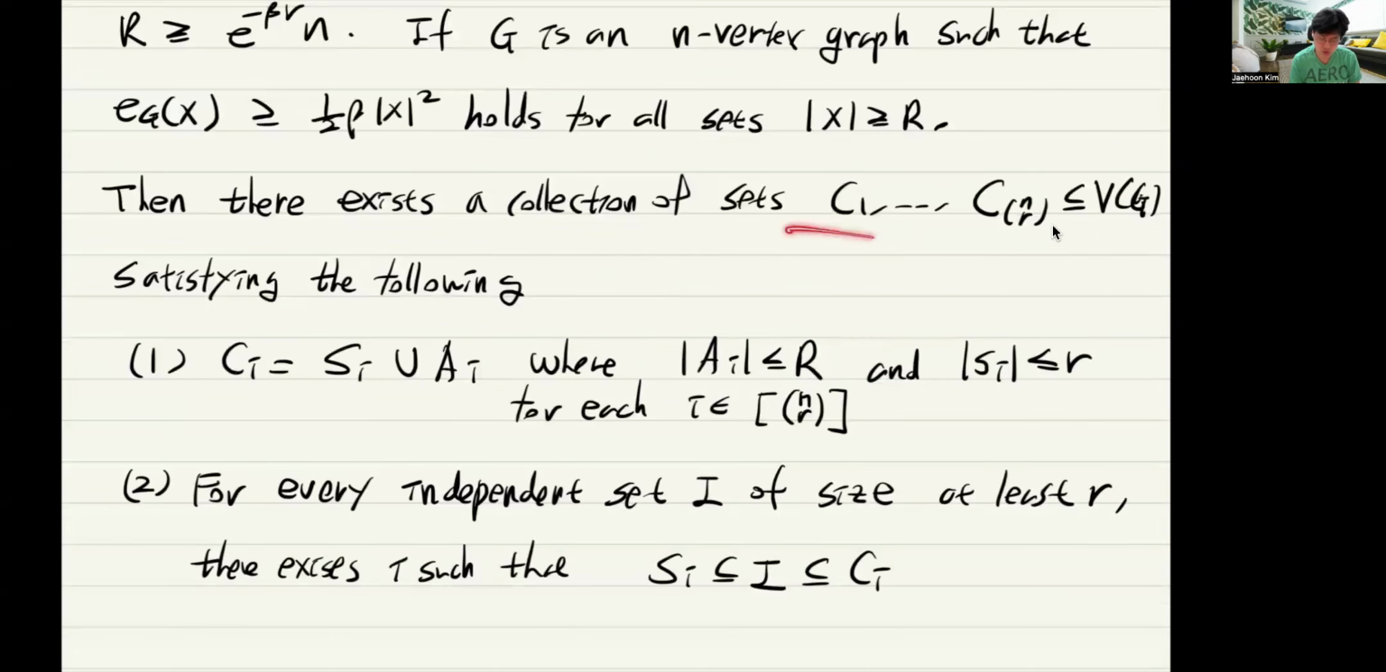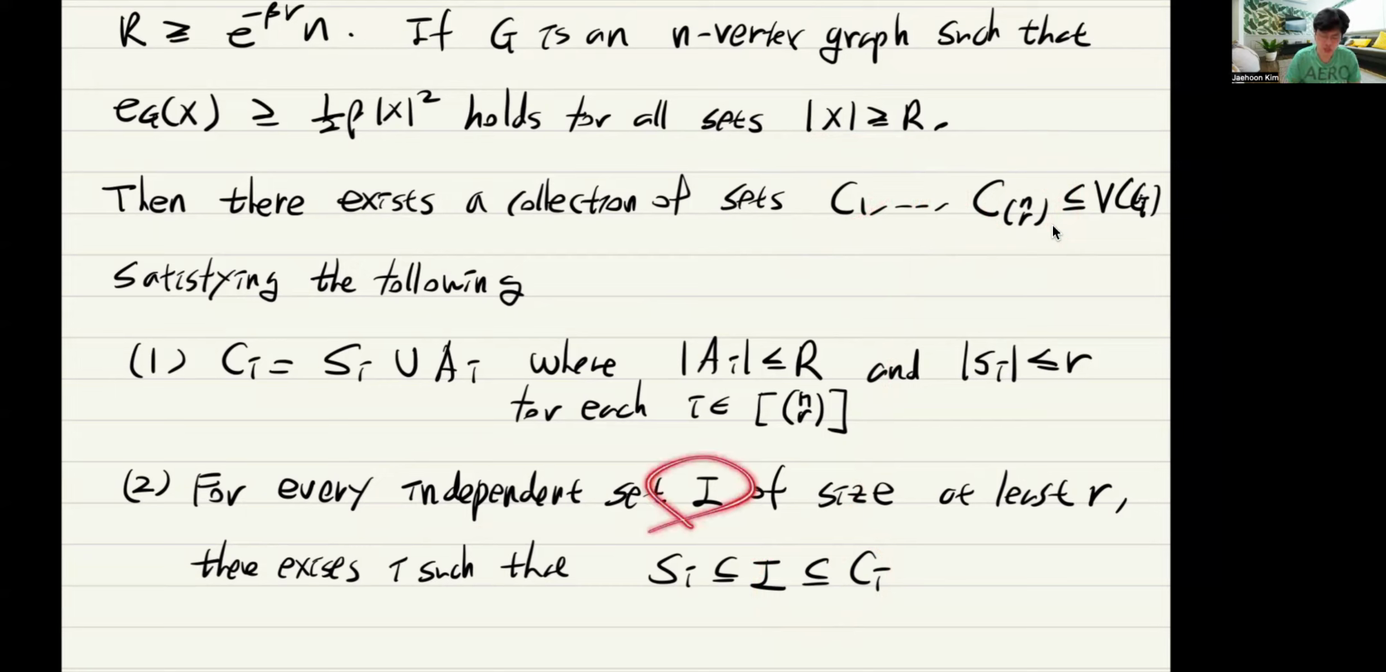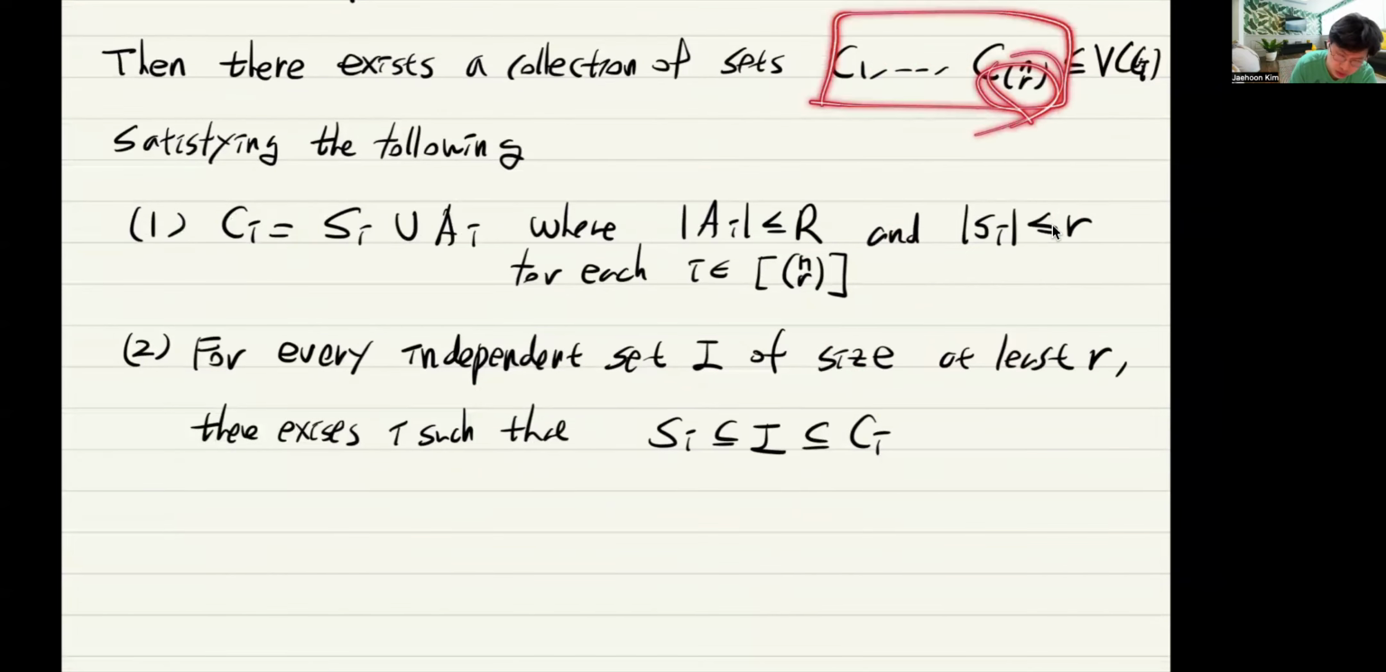Okay, so if we know such a collection exists, then what do we know? Whenever we have an independent set, it is inside one of them. So each of them is a container. It contains independent sets. Moreover, whatever independent set you take, it is contained in one of them. So altogether, it contains all the independent sets. And there are not too many of them.